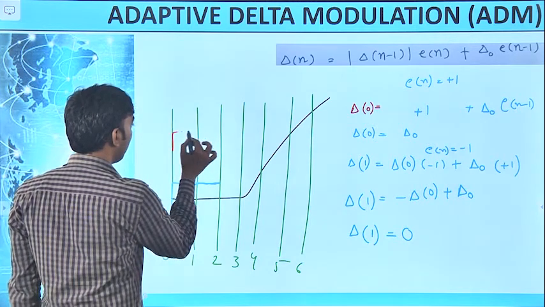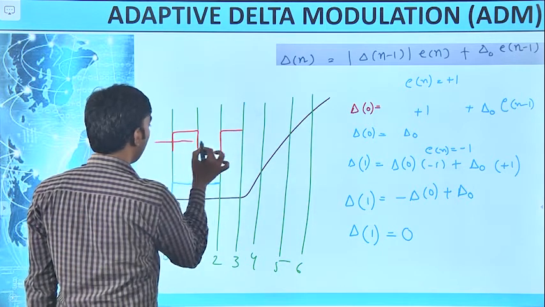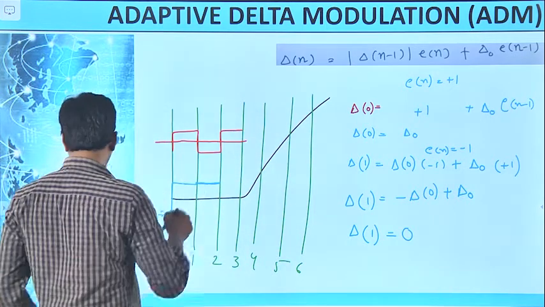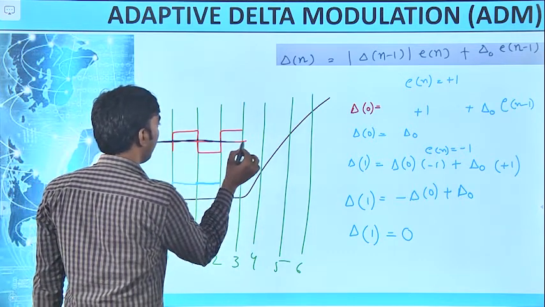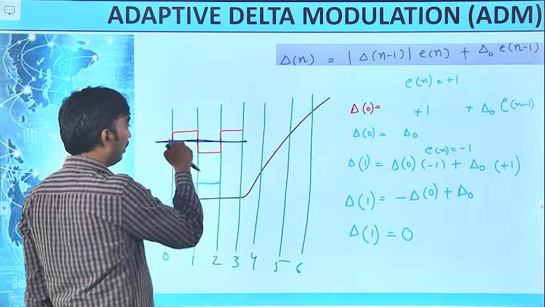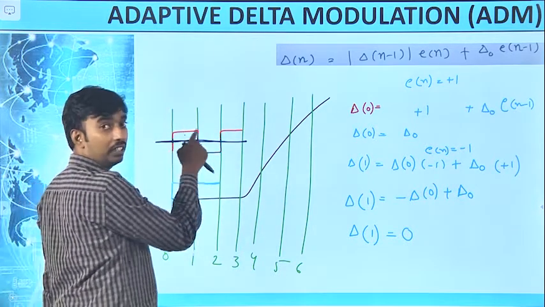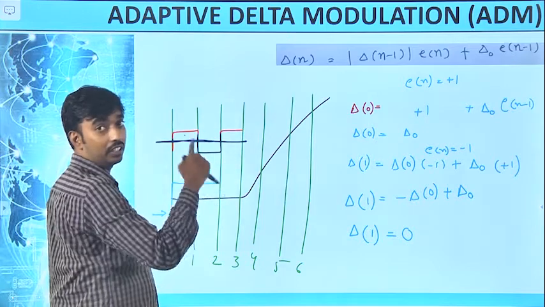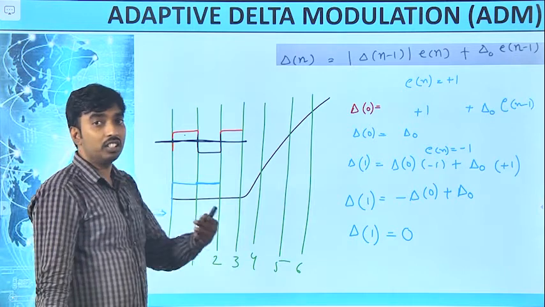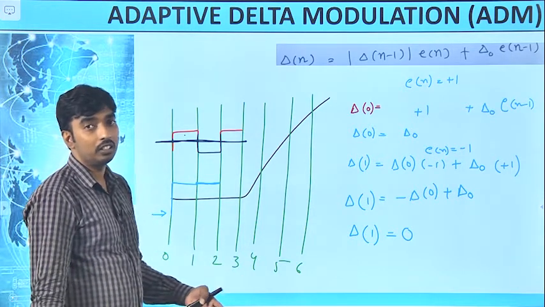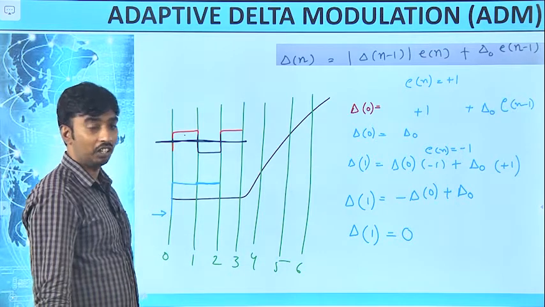In delta modulation, if this is the message signal, the delta modulation output will come like this: plus delta, minus delta, plus delta, minus delta, right? Now here I got the same amplitude. So this is how I can overcome the granular noise, right?